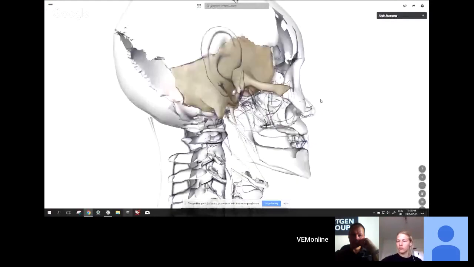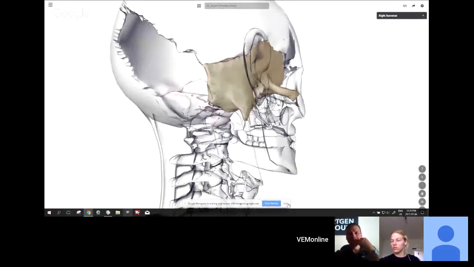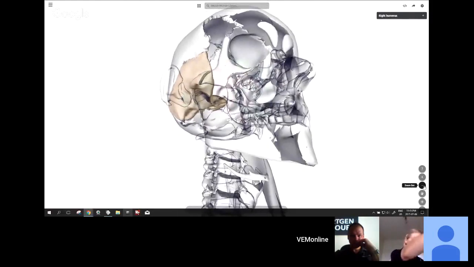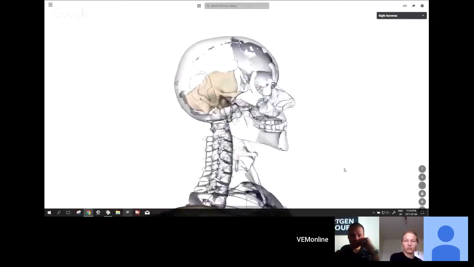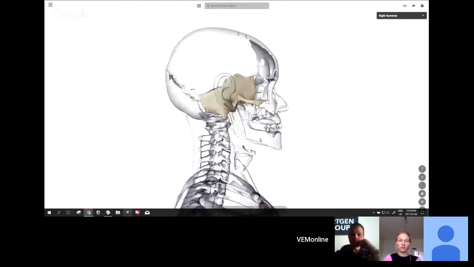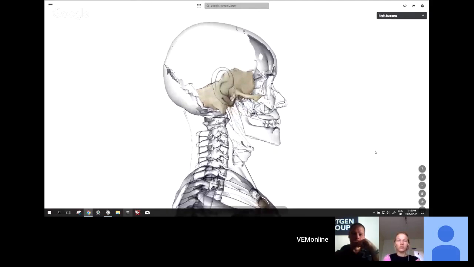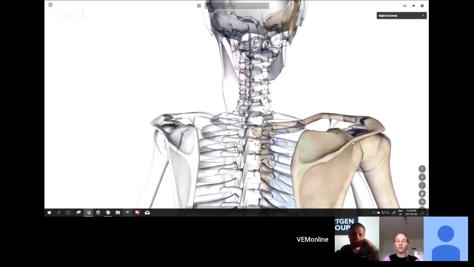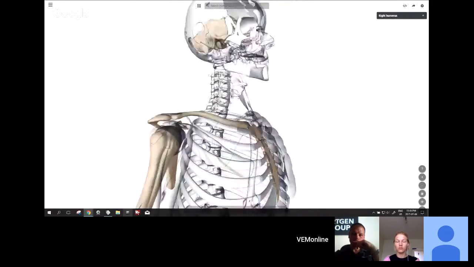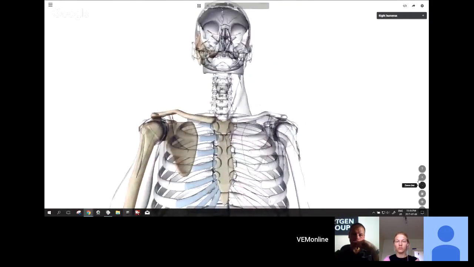Okay, so that's the temporal bone. Let's zoom out a bit. That's the only landmark that we need to know from the head region. That's going to be enough for today. Let's go back to the shoulder girdle. Let's start with the humerus, the humeral bone.